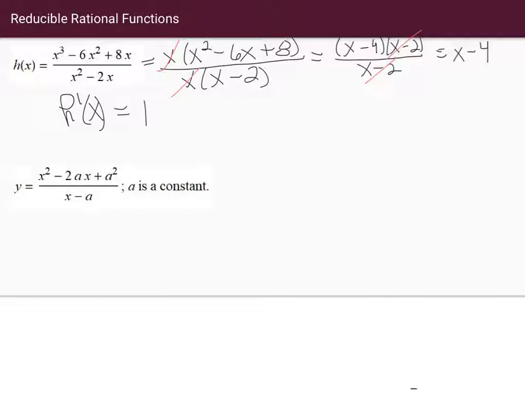So let's see how you did. First thing we want to do is reduce this function. So notice that the numerator is going to be the square of the binomial x minus a. That means we can rewrite that function as simply y equals x minus a. Now we can go in and take our derivative. Using the power rule, x turns into 1, and using the constant rule, a turns into 0. So we end up with the derivative y prime equals 1.